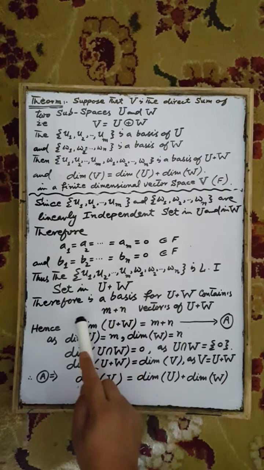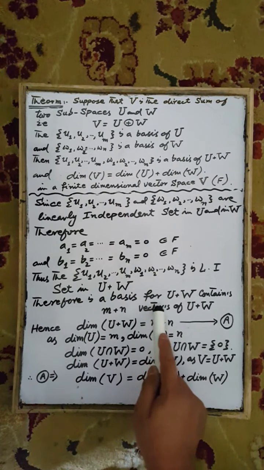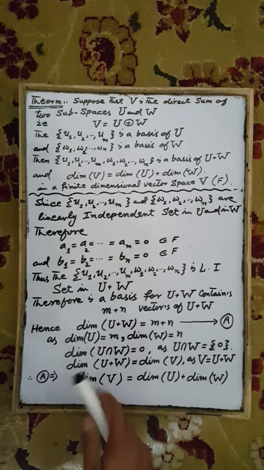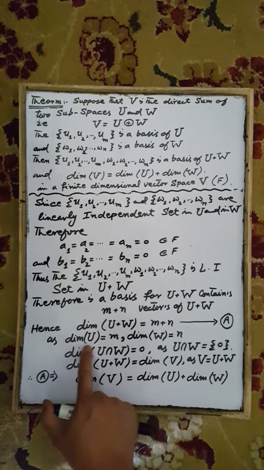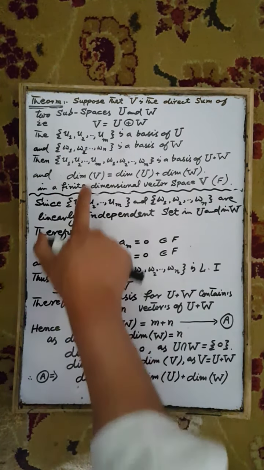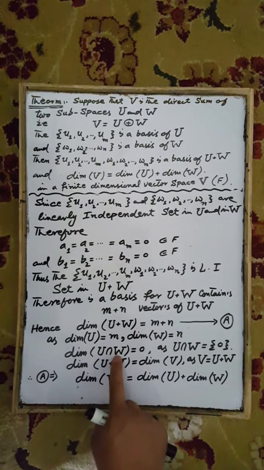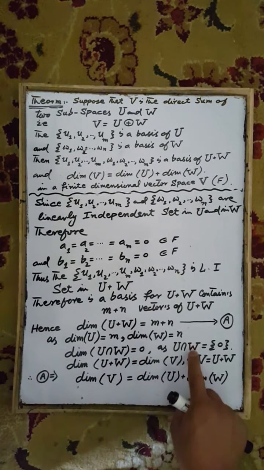Therefore, in the basis of u plus w, there are m plus n vectors. That is, the dimension of u plus w is equal to m plus n. As the dimension of u is equal to m and the dimension of w is equal to n, and the dimension of u intersection w is equal to 0, because only the 0 vector is common to both the subspaces u and w.